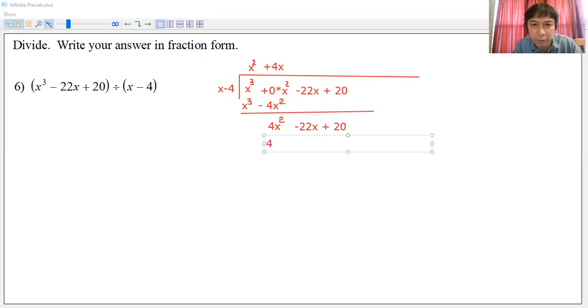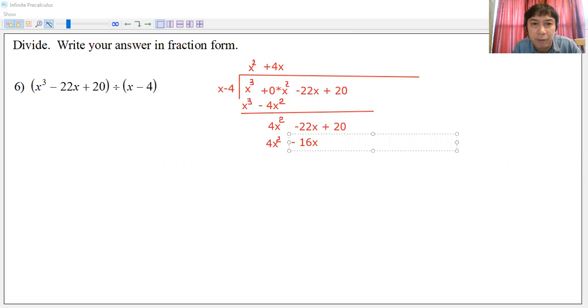That will be 4x squared. This will be squared. Let me just put the 2. And negative 4 times 4x is negative 16x. So it will be a negative 16x there.